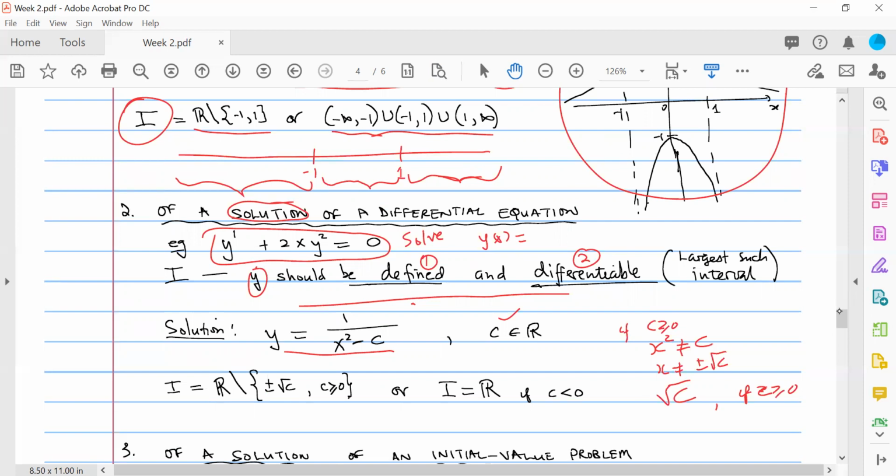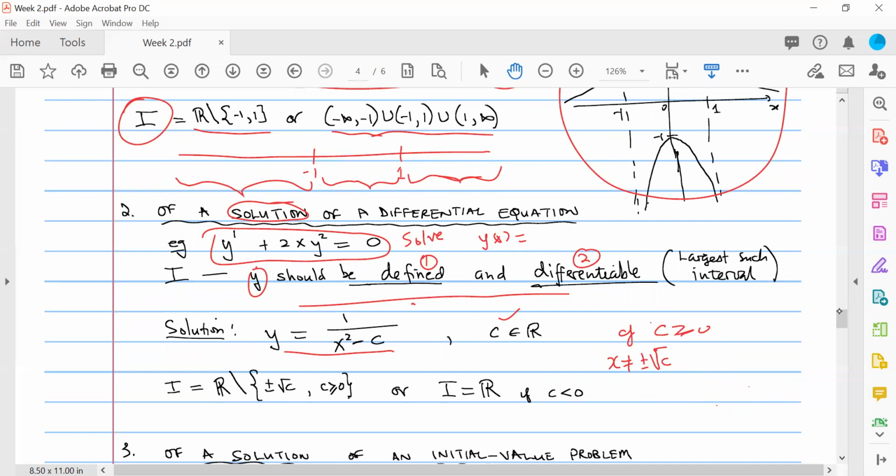Okay, now for this one, let's do it. Let me take it again. So if c is greater than or equal to 0, then we don't have a problem with the square root. So if c is greater than or equal to 0, then we have x should not be equal to plus or minus square root of c.